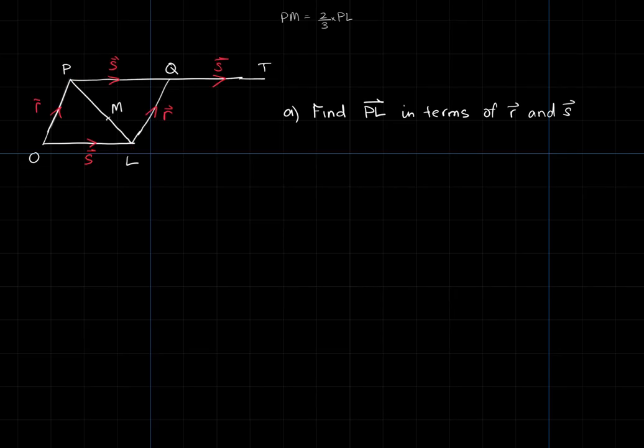Well, how can we get from P to L? Well, we can go this way, but we don't have any vectors. I mean, that's the job, to find a way to describe PL in terms of R and S. Well, I can start here at P, then I can go down to O, then I can go over to L. That can be the path I can take, and therefore I can use these vectors to describe how I get from P to L.